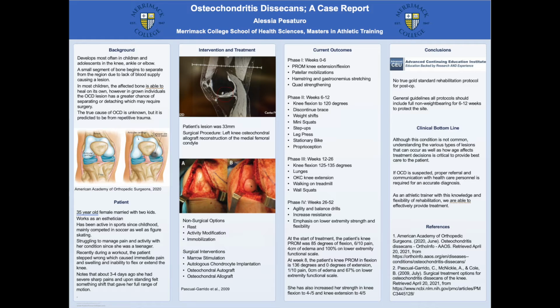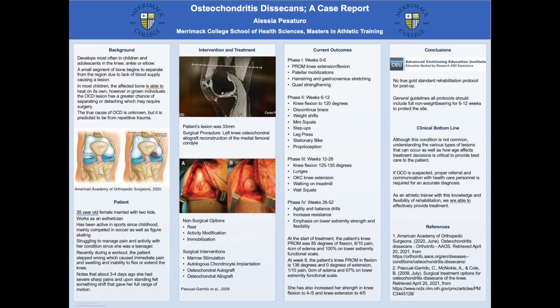Today I'll be talking about Osteochondritis Dissecans, which is a case I looked at during my clinical rotation at Excel Orthopedics. So some background on the condition. It develops most often in children and adolescents in the knee, ankle, or elbow, but it can occur in any joint in the body. It is also only most common in one joint, but in this case, the patient had it in both of her knees.